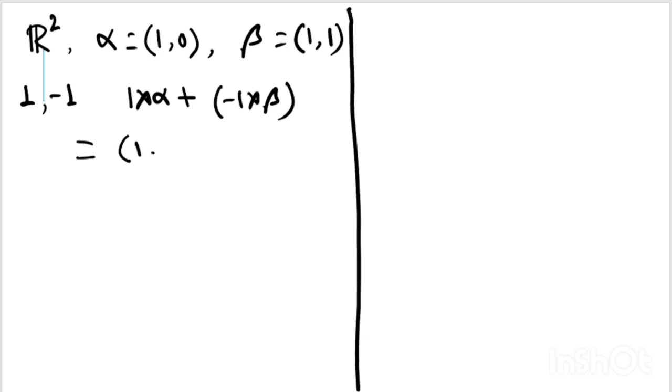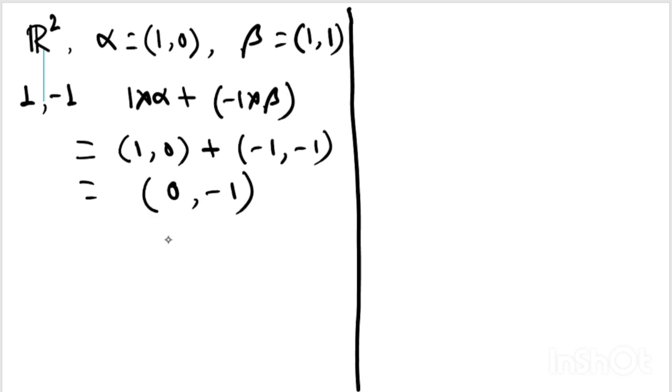So calculate, the resulting vector will be 0 and -1. Then I am changing these two scalars to 1 and 0, for example. Then again doing the same thing, 1 into alpha plus 0 into beta, which is basically alpha itself. We have only taken the numbers 0, 1 and -1.